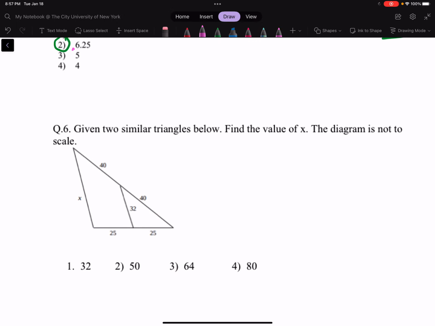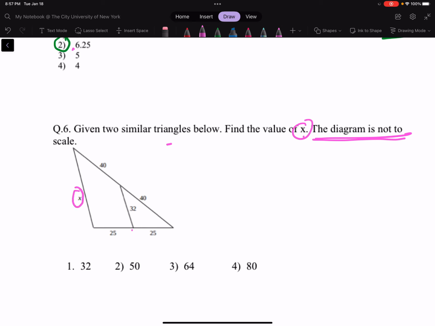In 6, given two similar triangles below, find the value of X. The diagram is not to scale. Okay. So that says, I mean, this is not 32 and this X. That's what it means. It is not that important. So find out X. So we'll have to find out this.